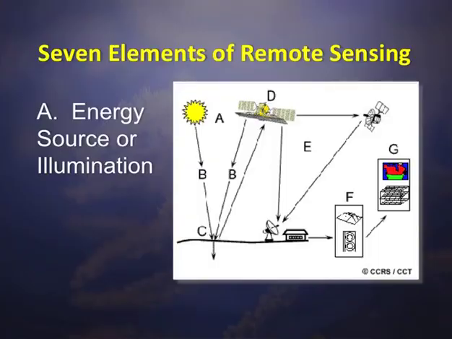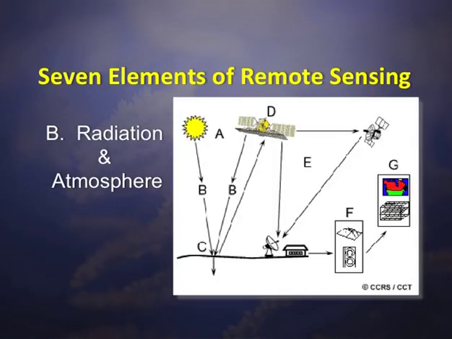The first element is energy source or illumination. This is nothing but usually sunlight, the source of energy. I told you that satellite image recording takes place only during daytime, because at night there will not be any light and therefore there will not be any reflection. So, the first element is the energy source, that is sunlight.